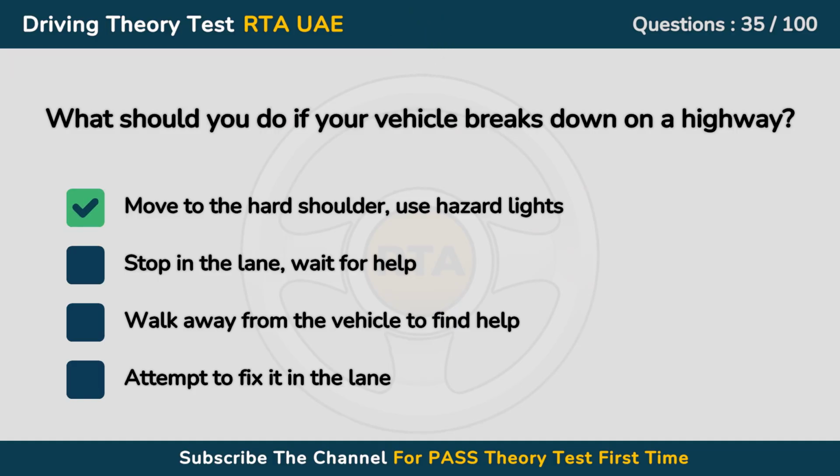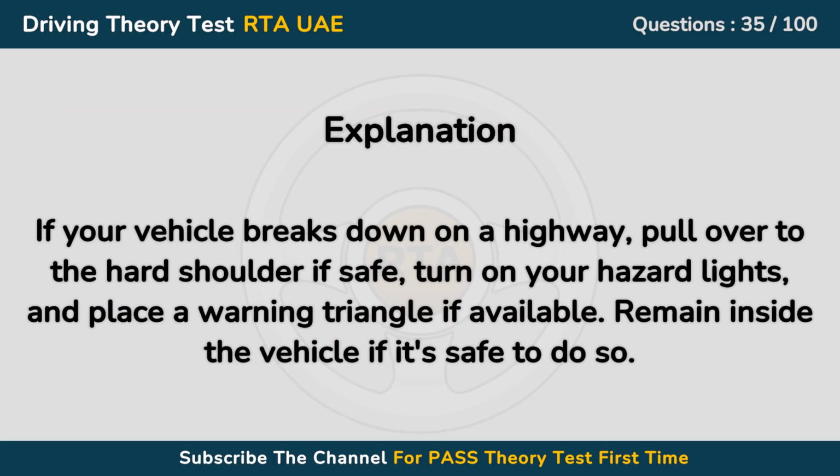Answer is A. Move to the hard shoulder, use hazard lights. If your vehicle breaks down on a highway, pull over to the hard shoulder if safe, turn on your hazard lights, and place a warning triangle if available. Remain inside the vehicle if it's safe to do so.